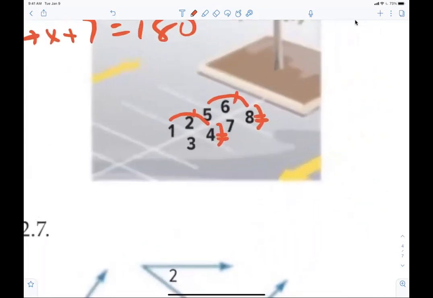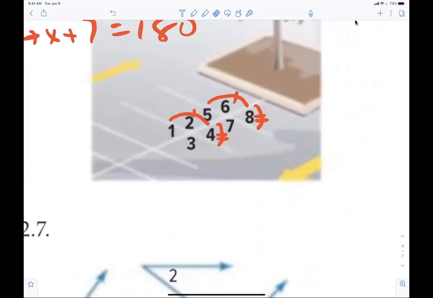2 is supplementary to 4, and 6 is supplementary to 8. And 2 and 6 are congruent. So 4 and 8 have to be congruent. And that's kind of that supplement theorem.